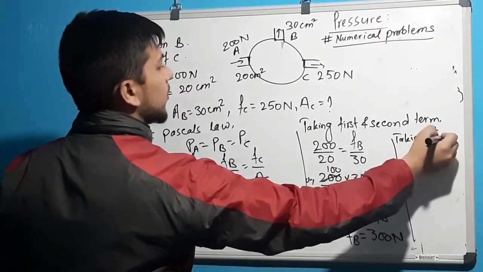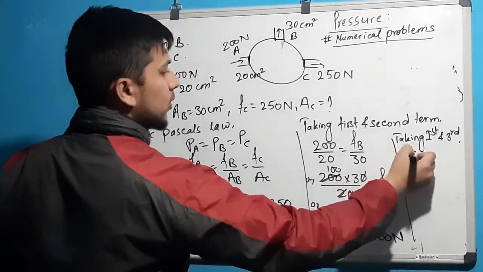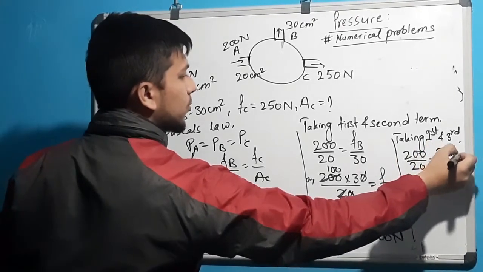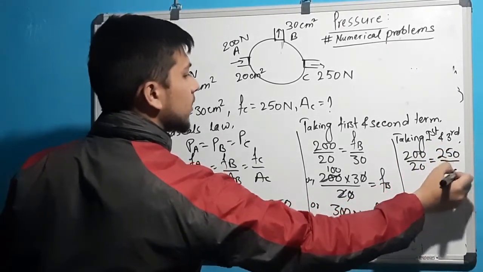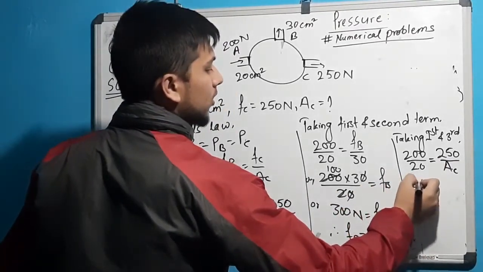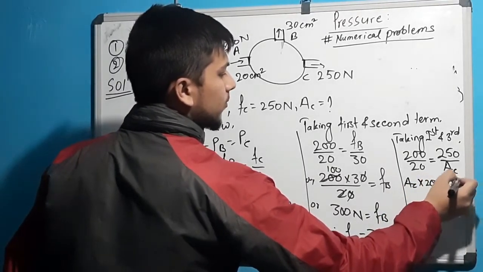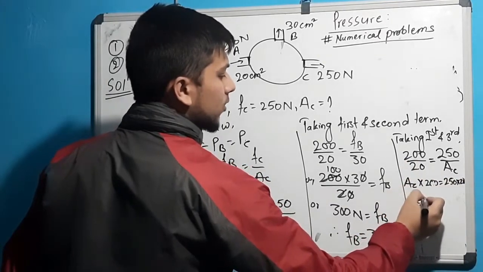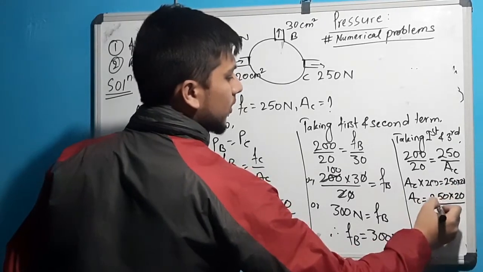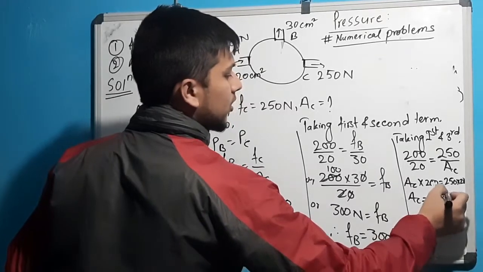Taking first and third, what comes? 200 upon 20 equal to 250 upon AC. Now cross multiply this. AC into 200 equal to 250 into 20, and AC equal to 250 into 20 divided by 200. 200 is 10 times, and this 0 and 0.